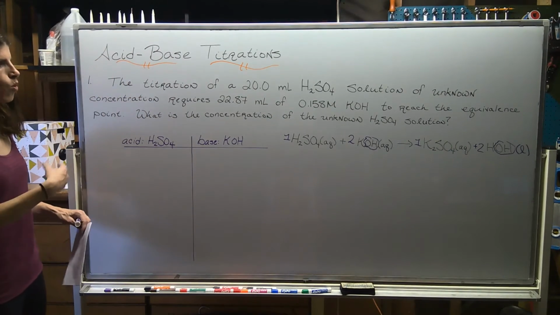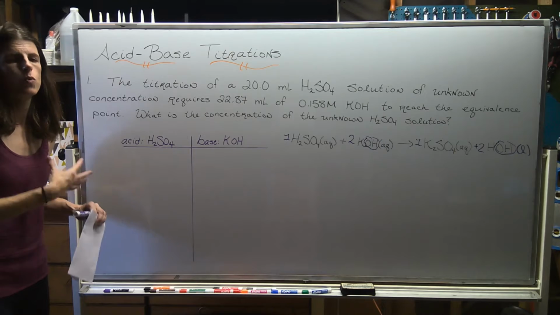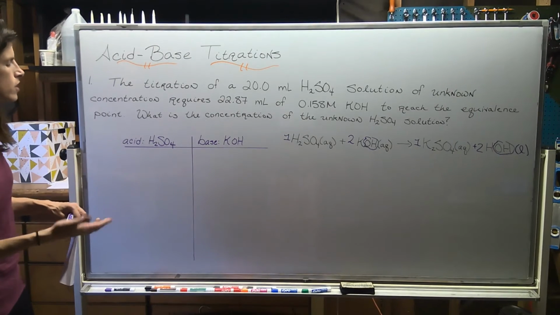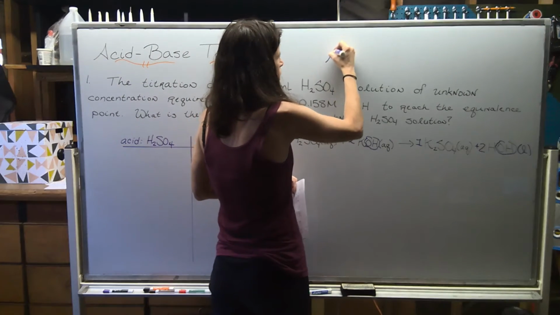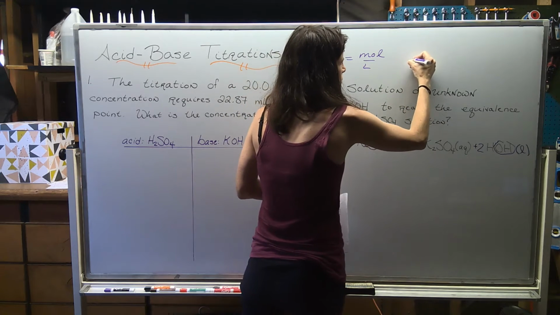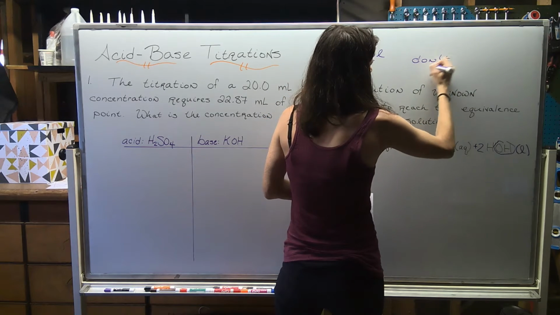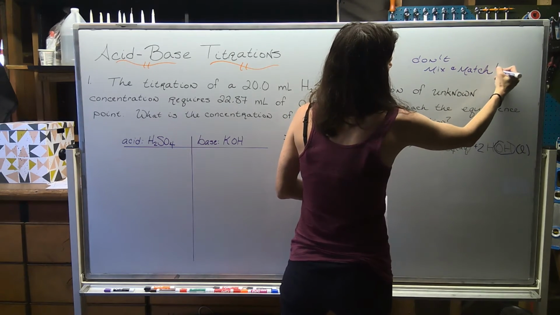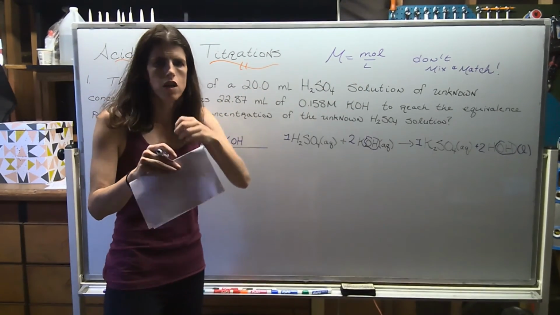Our next step then is to organize the given information. I particularly like to use a T-chart when I'm dealing with any kind of solution stoichiometry and reactions. It helps me keep everything straight. The reason being, when you use the equation molarity equals moles over liters, we cannot mix and match. So what I mean by that is we can't take the molarity of our acid and the volume of our base. It's just not going to work out that way.